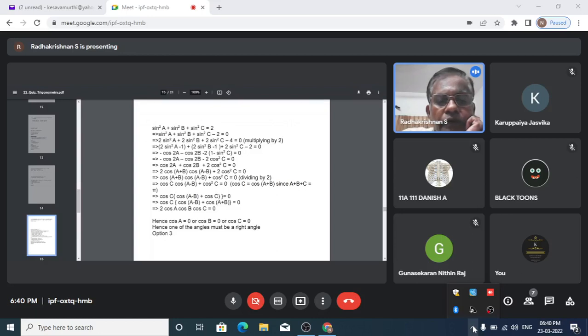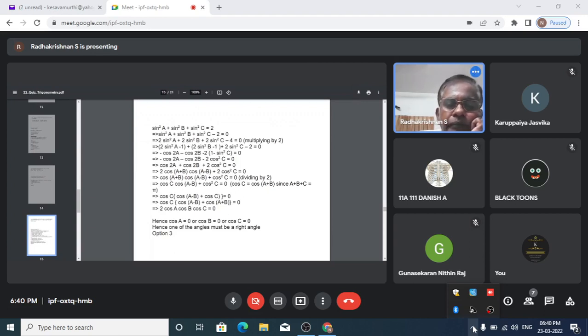Plus 2 cos square c equal to 0. So now we can remove the 2 also. So it simply becomes cos a plus b into cos a minus b plus cos square c equal to 0. If cos a plus b is equal to cos c, okay, because a plus b plus c is equal to pi. So it becomes like this, right?